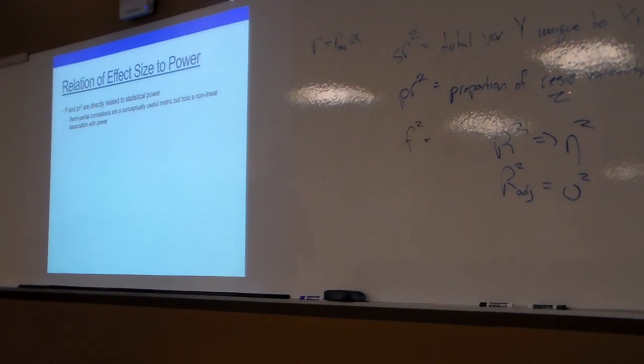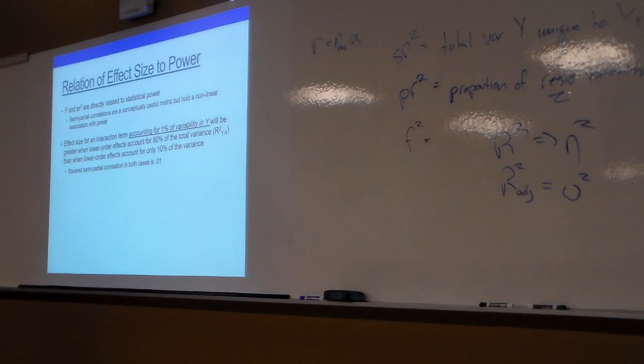Our squared semi-partial correlations, these are useful. They contain an intuitive meaning, but don't hold a linear association with power, and so these aren't useful for power analyses. It's nice just as a descriptive metric of the proportion of total variability accounted for, but what we want to look at in terms of our power analyses is our F squared or our partial correlation, okay?